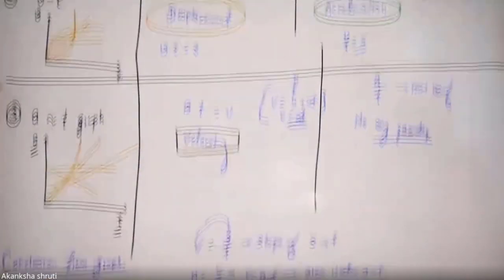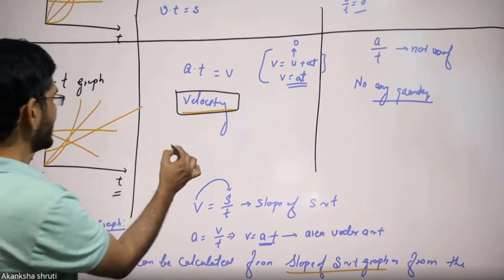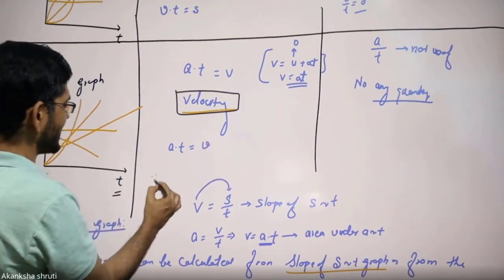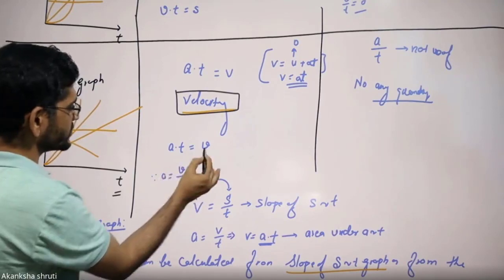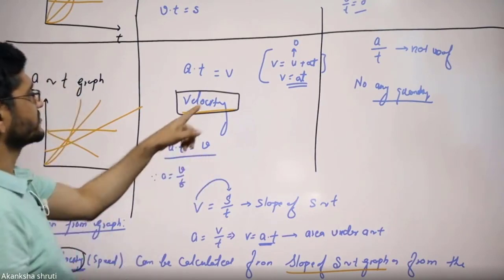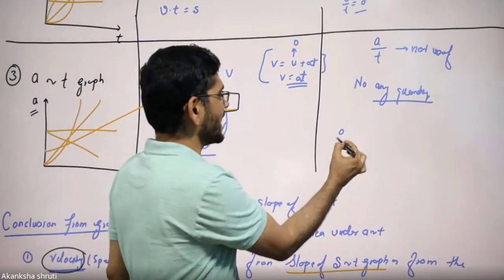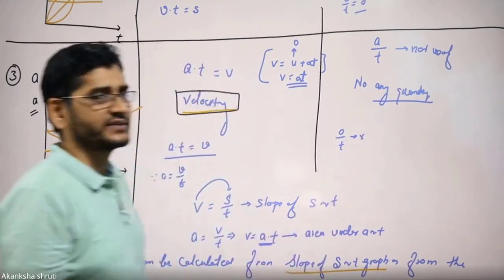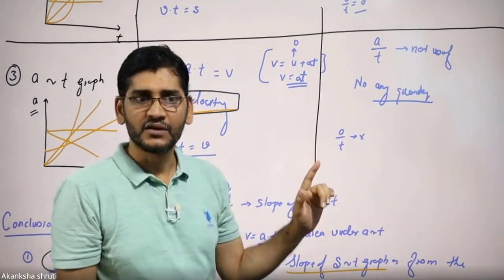The next one is the acceleration-time graph, where acceleration is plotted on the vertical axis and time on the horizontal axis. Then a into t, student, we have learned that this is our velocity. Since acceleration is given by change in velocity by time, a into t is going to give us the velocity. So velocity can be obtained from the area, but a by t, acceleration by time, is not any quantity defined in physics. So the slope is not going to give us any quantity. These are the key things for understanding the graph.